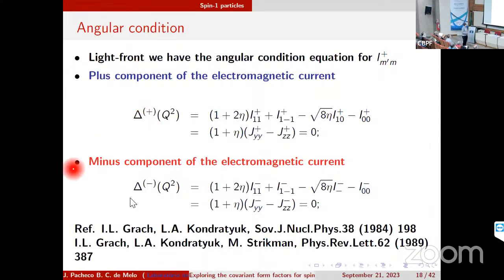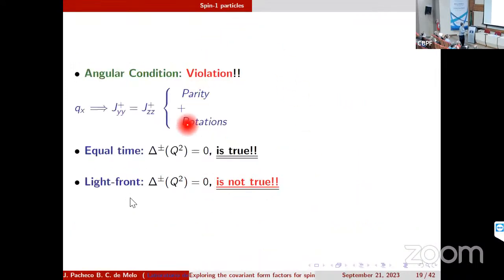Now in light front, you have something found by Inna Grach and Kondratyuk many years ago, in 84, 89, called angular conditions. The rotation symmetry with respect to the matrix element is zero in equal time. That is in light front and equal time. In equal time, it's true for plus or for minus. This delta is called the angular condition. Okay, next slide. But for parity and rotation, that is true in equal time. Okay, quantization. But it's not true in light front.